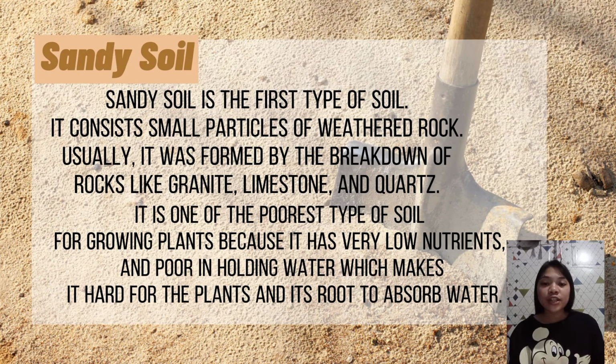Sand. Sandy soil is the first type of soil. It consists of small particles of weathered rocks, and usually it is formed by the fragmentation or breakdown of rocks like granite, limestone, and quartz. It is one of the poorest types of soil for growing plants, for it has very low nutrients and is poor in holding water, which makes it hard for the plants and their roots to absorb water.